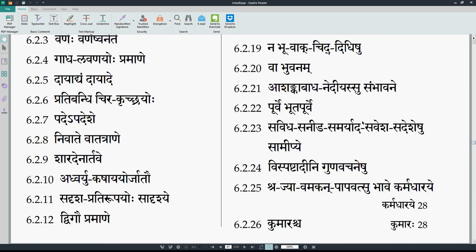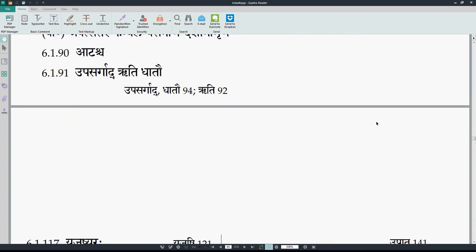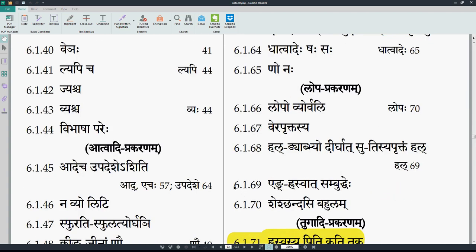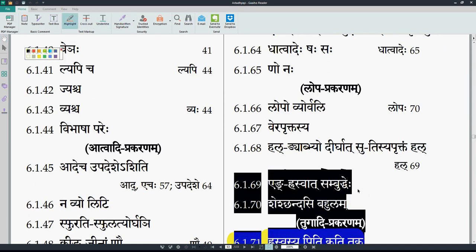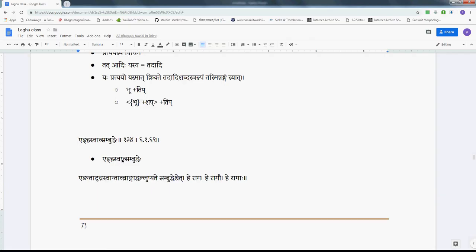So in some books it will be 67. So he has 69 here. This sutra, Eng Hraswat Sambuddheh. So Eng Hraswat is one single pada. So you see, Eng dash Hraswat is written. So Eng Hraswat is panchami ekavachana. We'll see what it means.